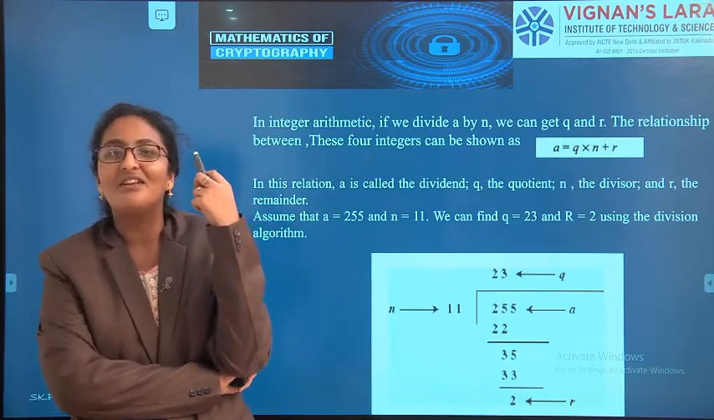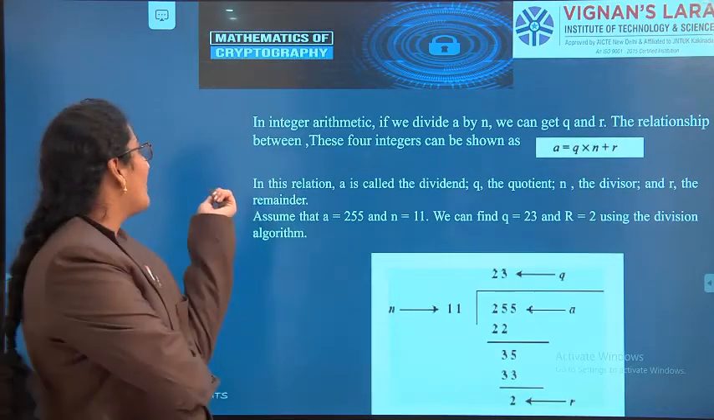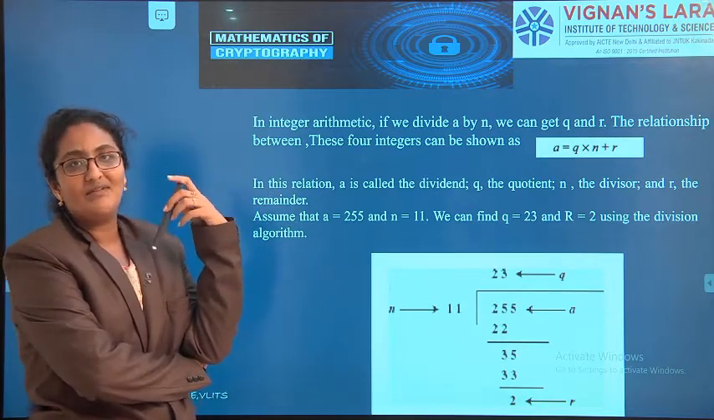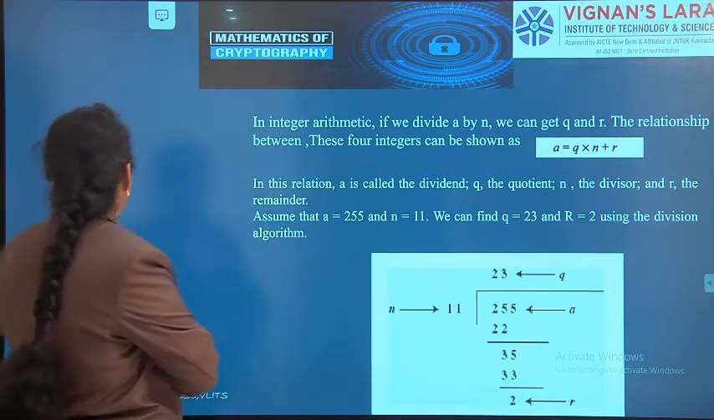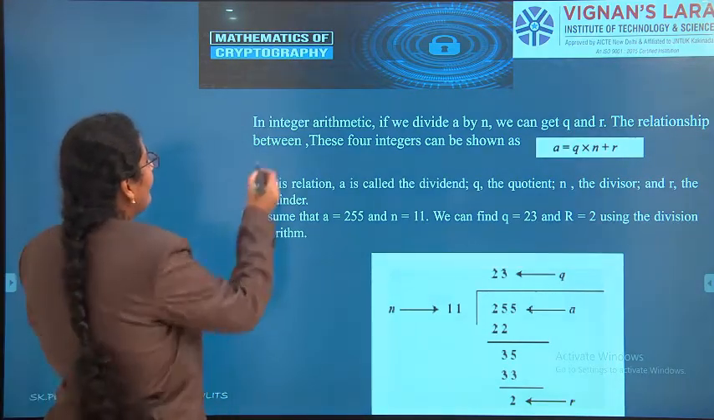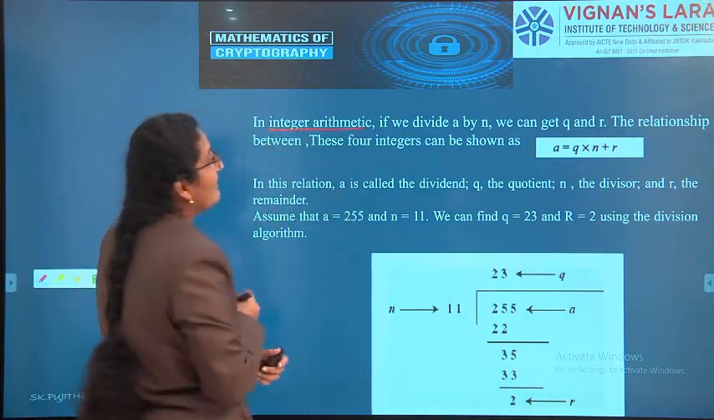So good morning everyone. Now we will see what is integer arithmetic. In the previous class we have seen about integers. So now we will see integer arithmetic. See here, what is integer arithmetic?